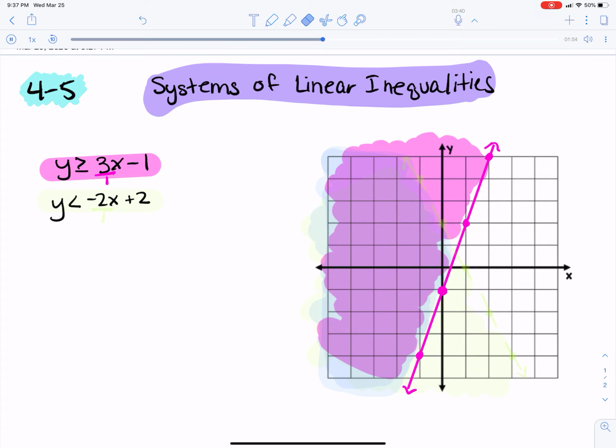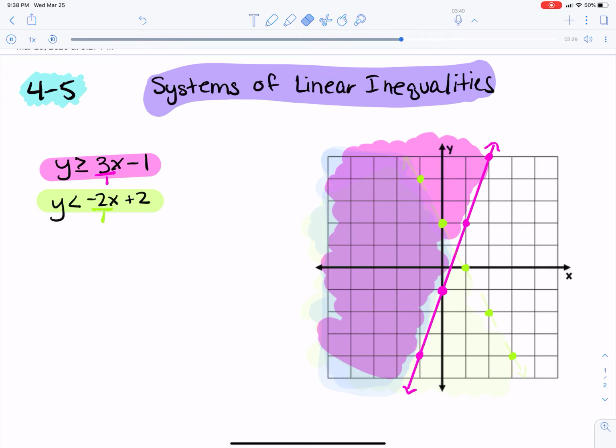All right, now we're going to graph our second inequality, which is y is less than -2x plus 2. So we're going to start at our y-intercept, which is positive 2. So I'm starting up here when y is 2. All right, and my slope is -2 over 1. So we're going to go down 2, right 1, and we're going to continue to go in both directions, because again, I want to extend this line as far out as I can.